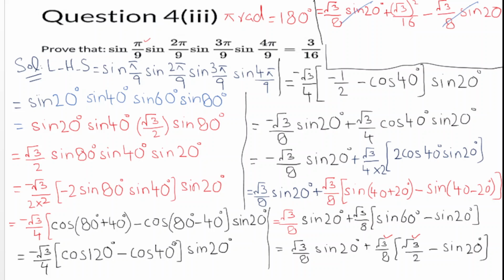So now it's time to just make the answer. So square root 3 square, that will be 3, and underneath will be 16. So that is equal to the right hand side. So I hope you understand.